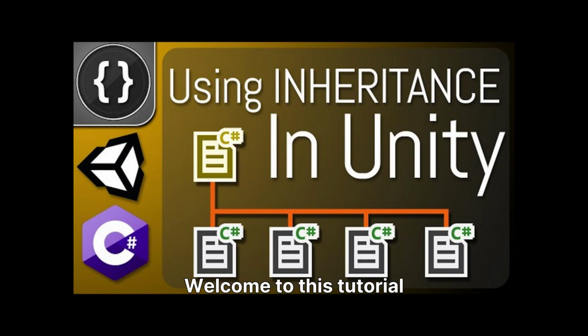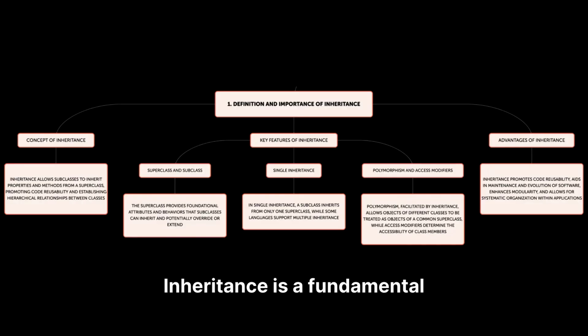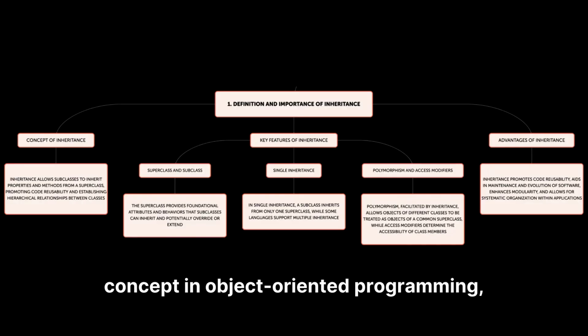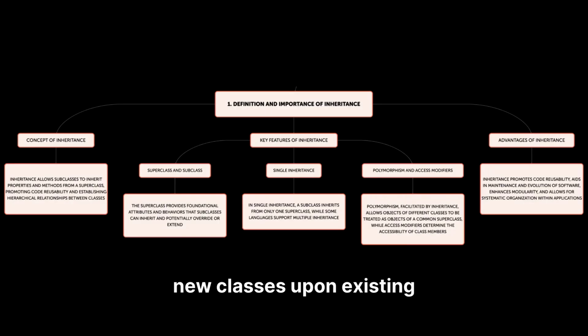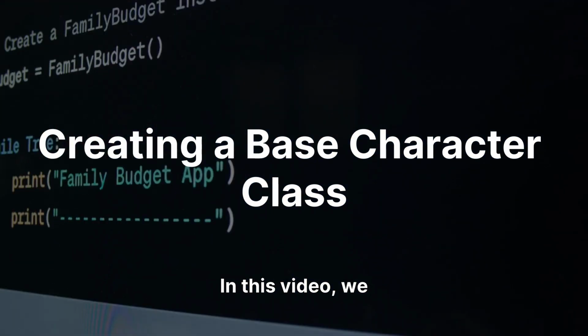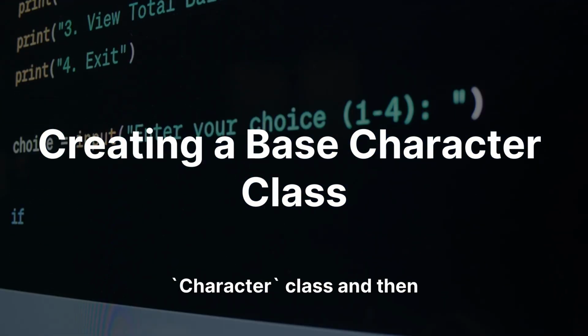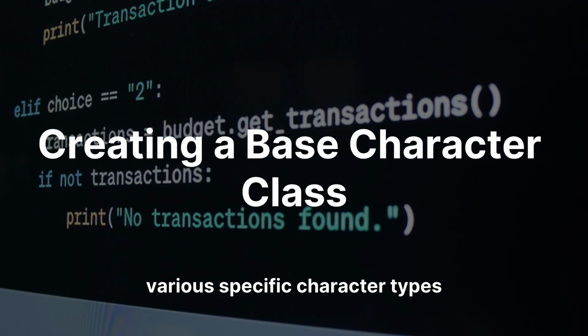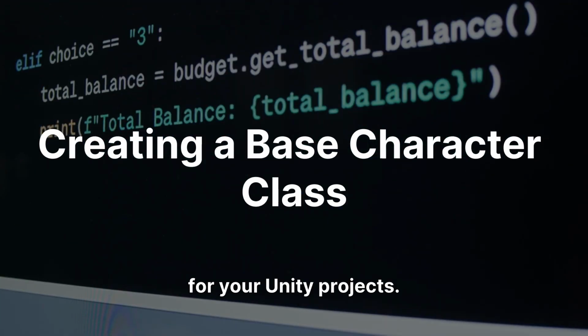Welcome to this tutorial on C# inheritance in Unity 3D, where we'll focus on creating a robust base character class. Inheritance is a fundamental concept in object-oriented programming, allowing you to build new classes upon existing ones, promoting code reuse and better organization. In this video, we will create a foundational character class and then extend it to develop various specific character types for your Unity projects.